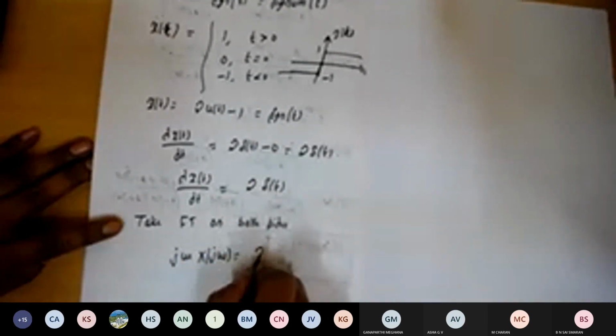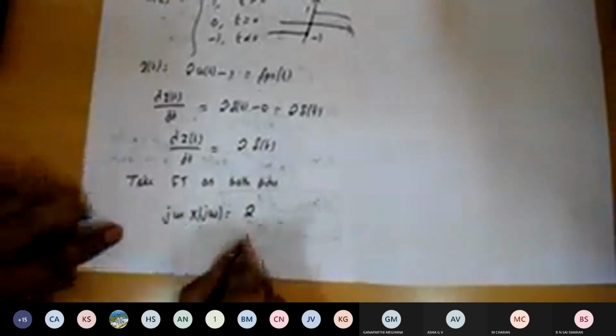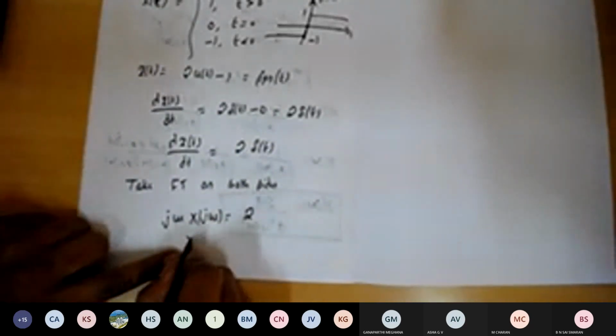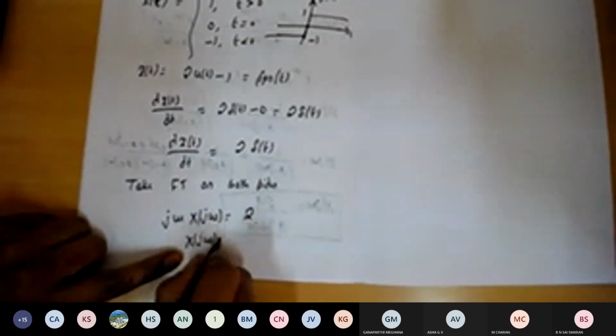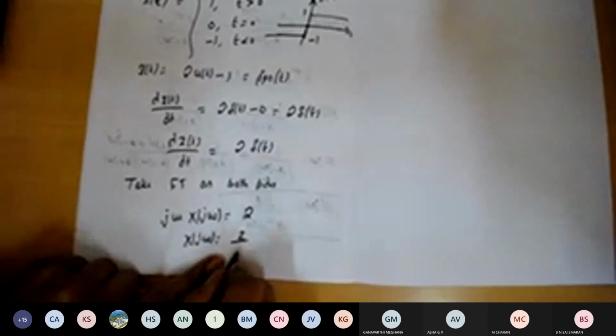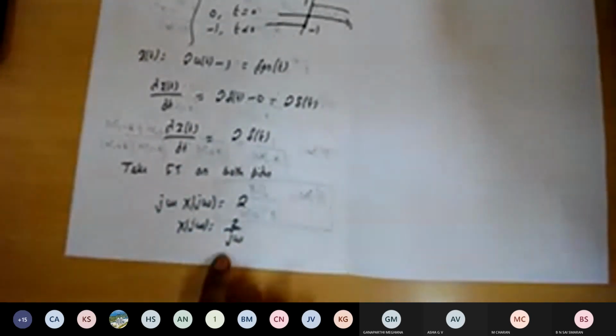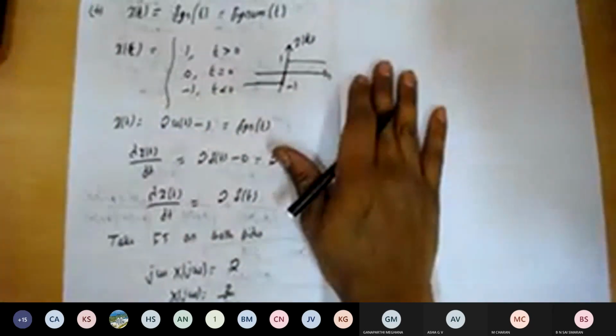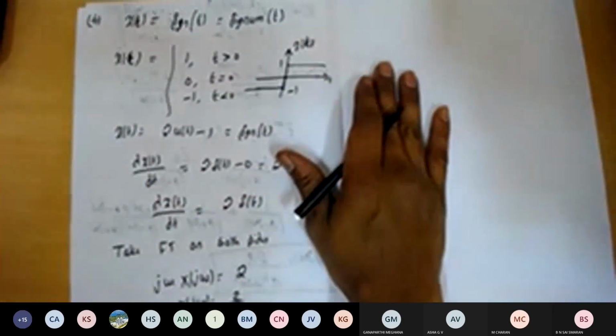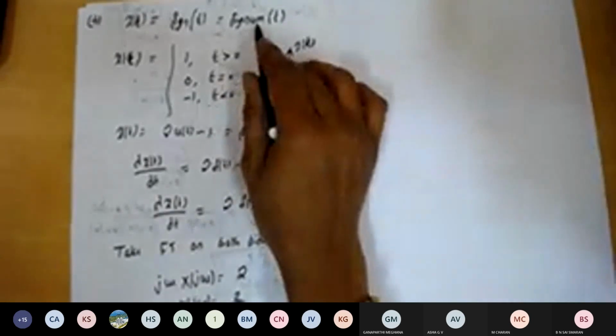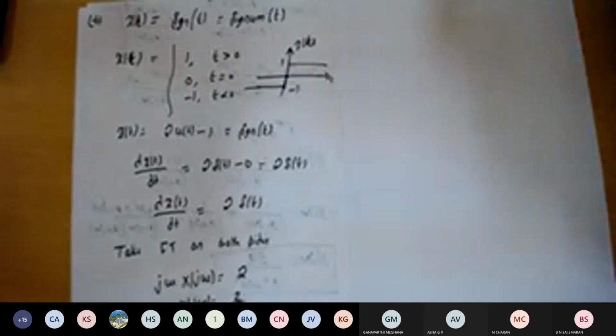The Fourier transform of delta of t is nothing but 2, and we want x of j omega, so it is 2 divided by j into omega. So this is the Fourier transform of the signum function. The signum function Fourier transform is 2 divided by j omega.